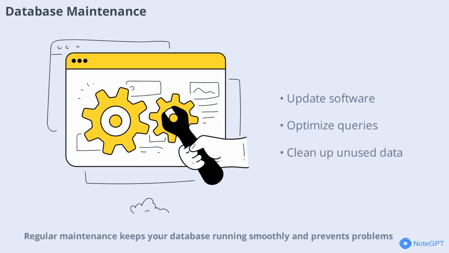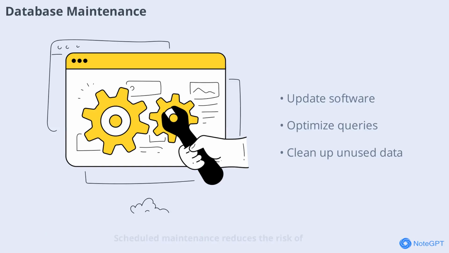Regular maintenance keeps your database running smoothly and prevents problems. This includes updating software, optimizing queries, and cleaning up unused data. Scheduled maintenance reduces the risk of downtime and ensures your system stays secure. It's a routine part of database management that pays off in reliability and performance.